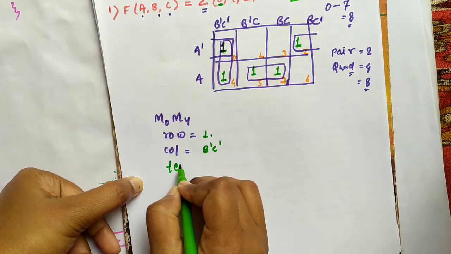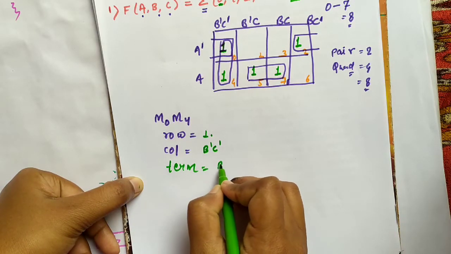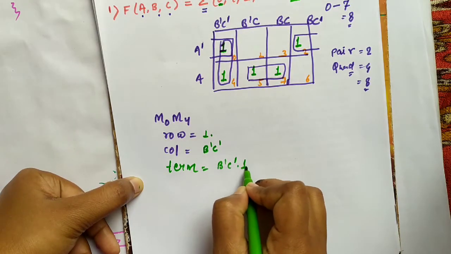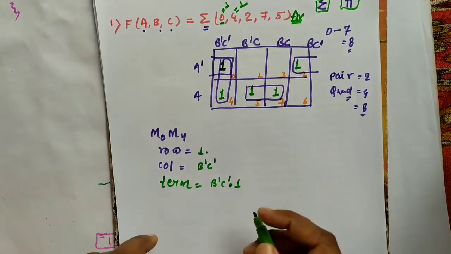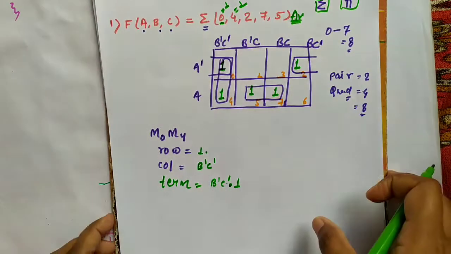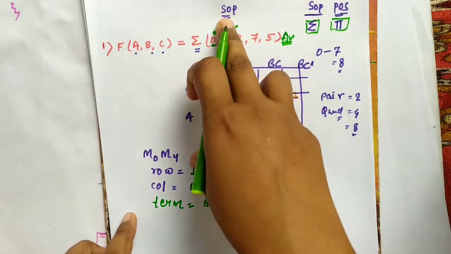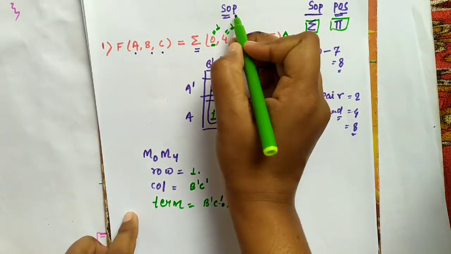So the term is B dash C dash into 1. Why are we putting a product? Because it is a question related to SOP, so we firstly have to make a product.